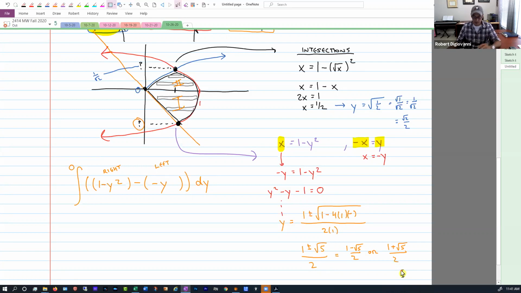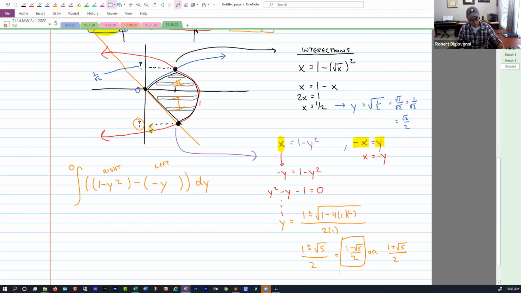Now, it has to be this answer right here, because this one's negative and we know that we're down here. This one up here is actually where they hit on this back end over here. This backside, that's where they hit over there. But that's not what we're looking at. We're looking at where they hit here.